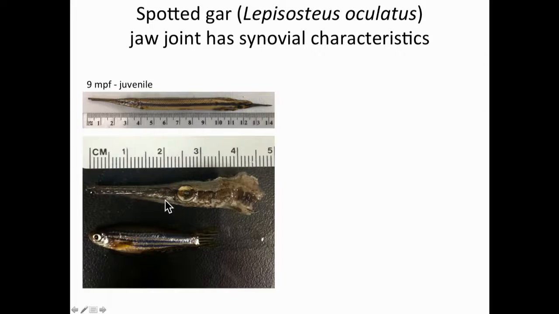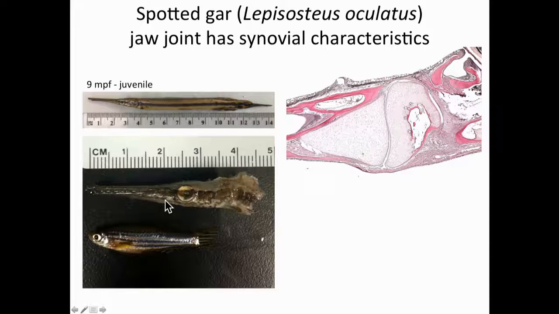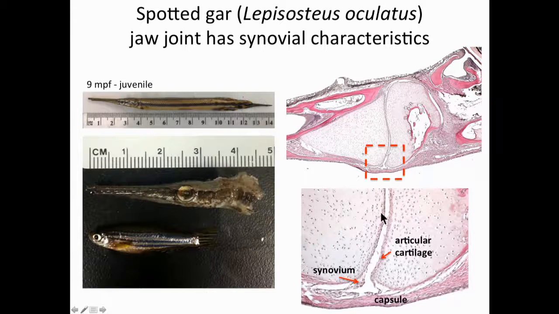And when I cut sections through the joint and did histology, it was really clear there were synovial characteristics. So just when you look zoomed in, you can see a nice clear articular cartilage and joint synovium and a clear, thick, fibrous capsule enclosing that joint.